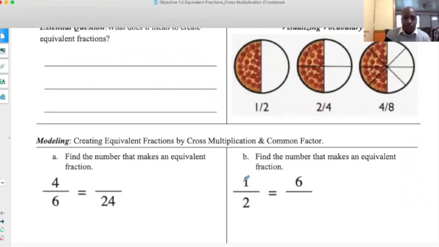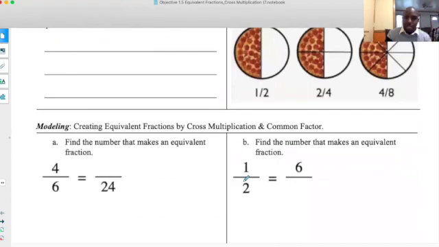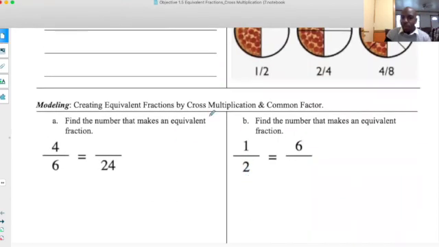Okay? Now, if I'm looking at model A, what I see here is it's asking me to create equivalent fractions by cross multiplication and common factor. Believe it or not, I'm actually going to not use cross multiplication here. I can show you it, but for the sake of us being successful in this lesson, I'm going to refer back to it later on in another lesson. But for today, I want to show you how to find the common factor and use the common factor to find the missing number. Okay? All right, so if I start by looking here, I want a number that goes on top of 24 that's going to make this fraction the same as 4/6.